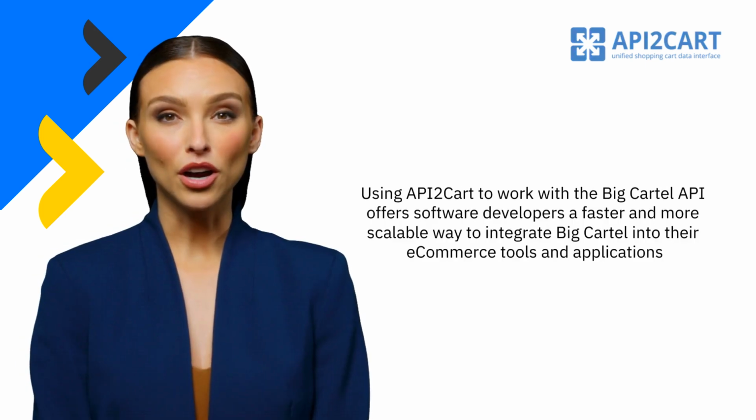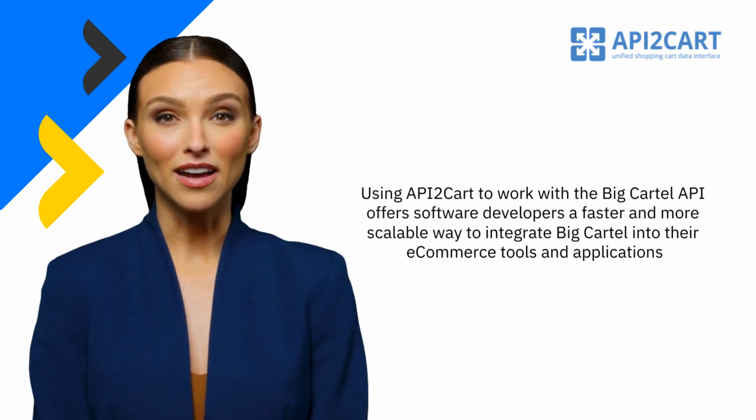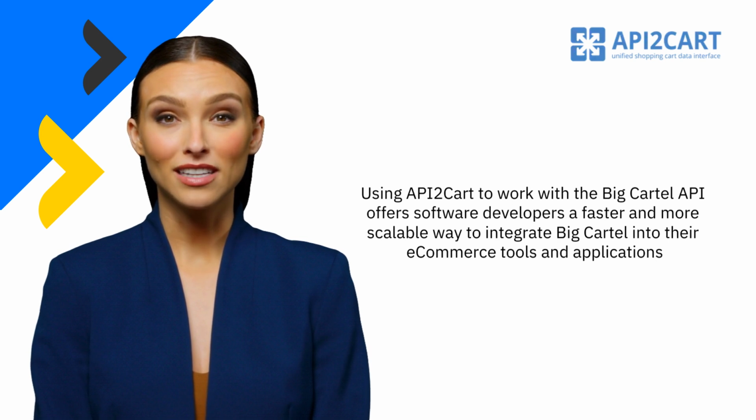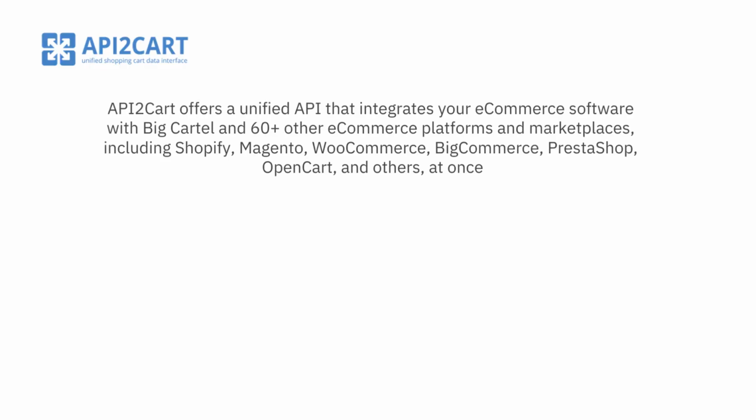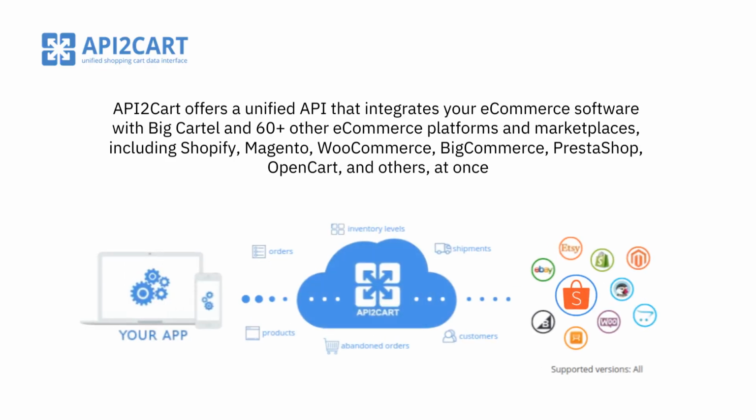Using API 2 Cart to work with the Big Cartel API offers software developers a faster and more scalable way to integrate Big Cartel into their e-commerce tools and applications. API 2 Cart offers a unified API that integrates your e-commerce software with Big Cartel and 60+ other e-commerce platforms and marketplaces, including Shopify, Magento, WooCommerce, BigCommerce, PrestaShop, OpenCart, and others at once.